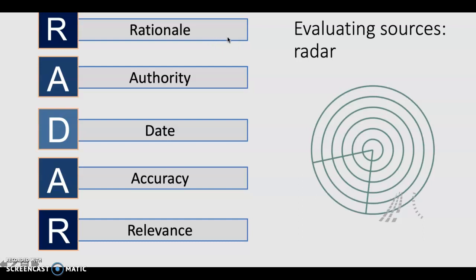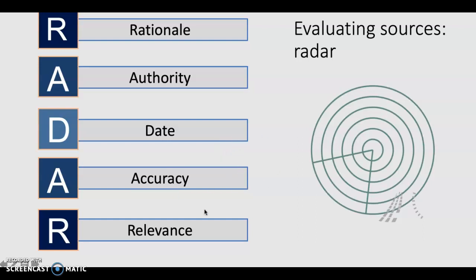Discussing the rationale: what is the point of this article? Who wrote it? This is authority, and if you don't see an author, maybe the authority would be the publication itself if it's a credible resource. Date is important. Sometimes you need the most current information, but obviously if you're doing historical research, you can use older types of resources. It just really depends on the topic.